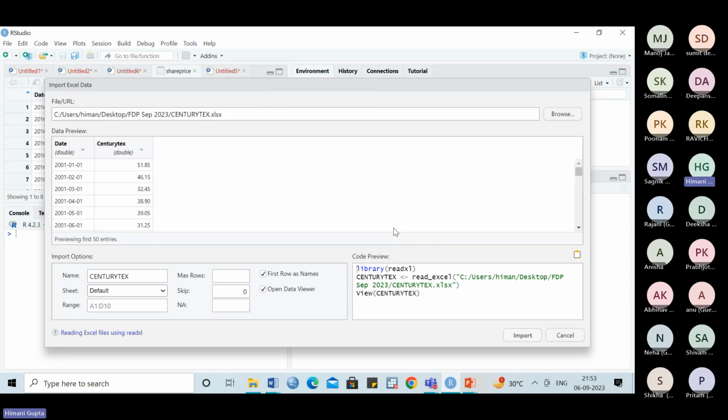Why did I choose this Century Textile? Because of this share price data, I can do the test on share prices also, but the number of variables was more in that. And just to teach you, I want to take a smaller number of variables. That's why I chose this, so that you are able to learn more easily with the short-term data.